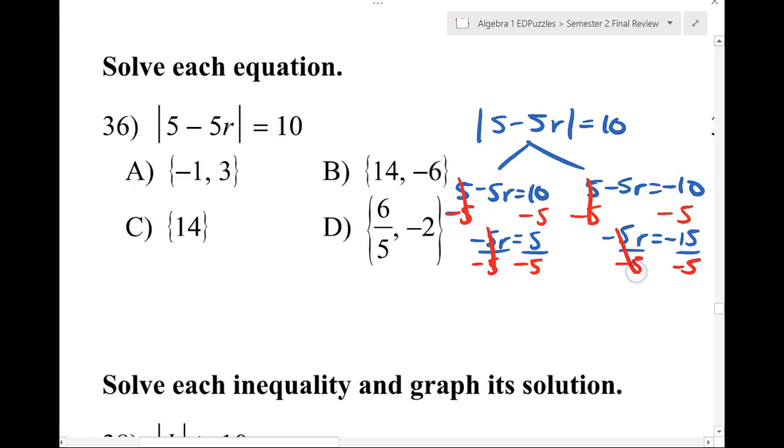Those negative 5's cancel out. R equals negative 1, comma, and R equals negative 15 divided by negative 5, which is 3. Okay? And so that would be A, this answer here. Okay.